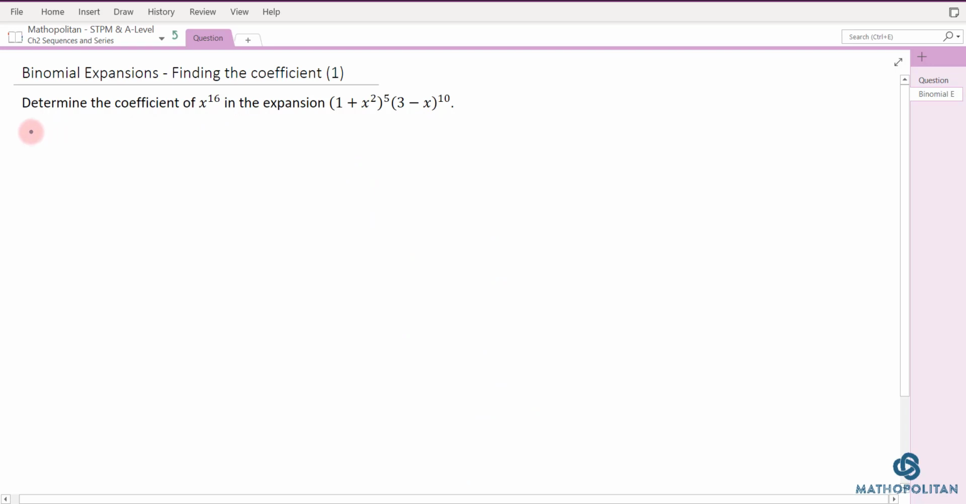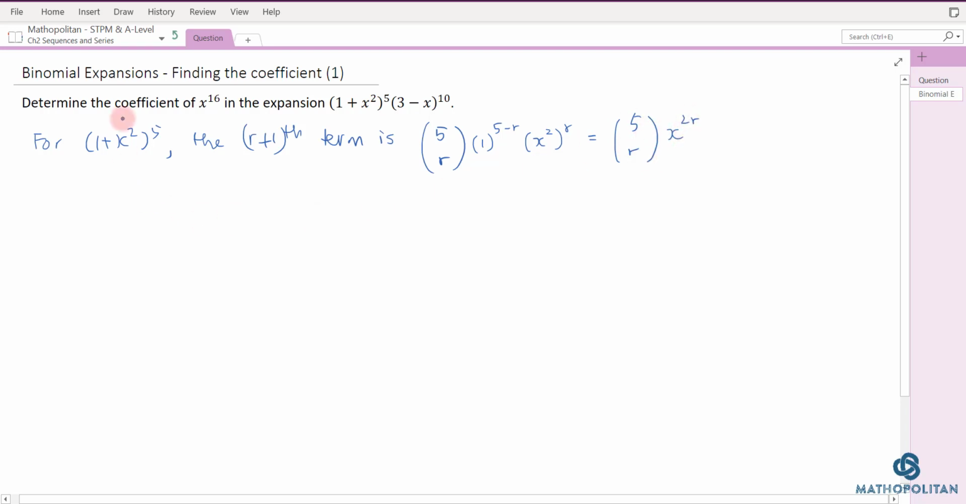Now the other way is for us to determine the r plus 1th term of each expansion. For (1 + x^2)^5, the r plus 1th term is represented by 5 choose r, then 1 to the power of 5 minus r, which is 1 anyway, and then (x^2)^r. That gives us the r plus 1th term for the first bracket, which simplifies to 5Cr times x to the power of 2r.